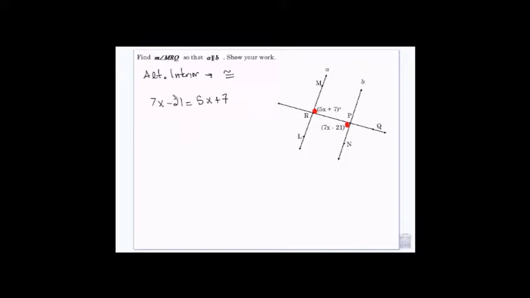So then I'm just going to solve it. So 2x minus 21 equals 7, plus 21. 2x equals 28, divided by 2. X is 14. This is the only value that x can be that will make these lines parallel.